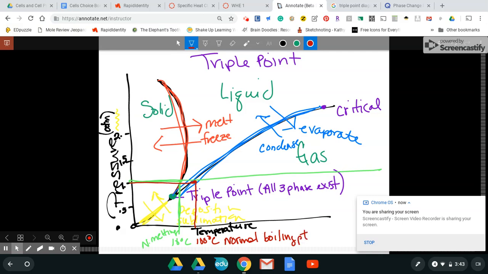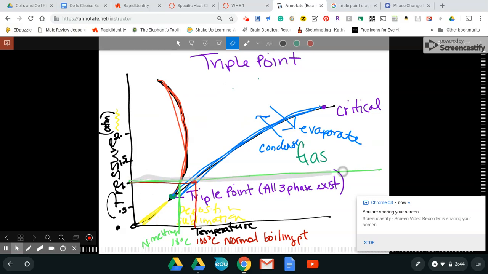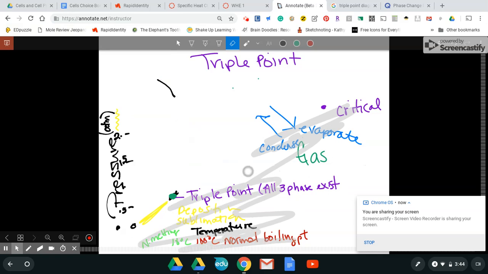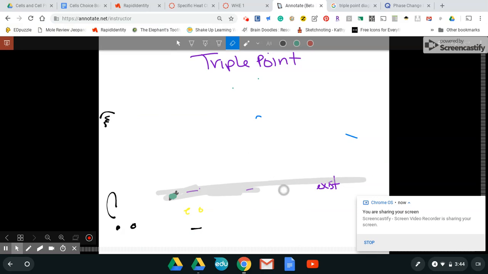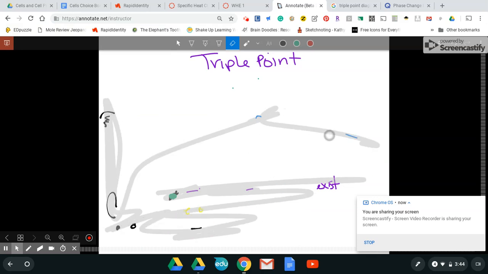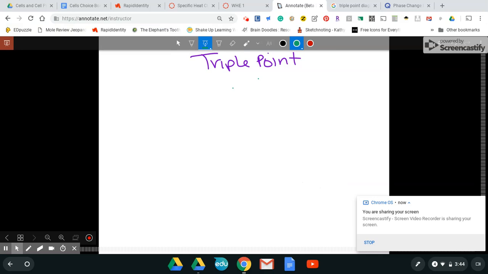So from a phase diagram, first you need to be able to tell me what phase change is going to take place. You need to be able to identify the normal melting point and normal boiling point. So I'm going to give you some examples. All right, I'm going to erase all of this. So let's draw in another graph.